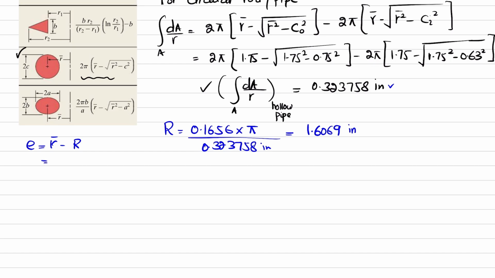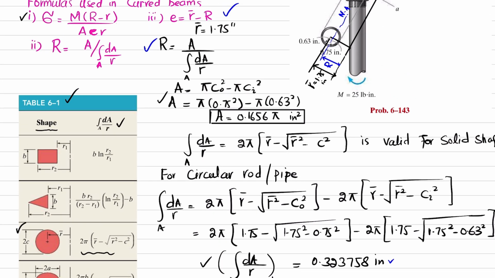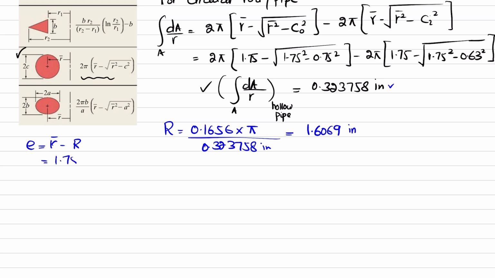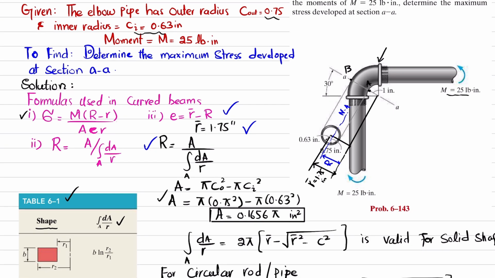So R dash is already we have found out, this is 1.75. So 1.75 minus R is 1.6069. So when you solve this, you will get E will be equal to 0.143097 inch. Now you have all the values, just plug it in this formula.